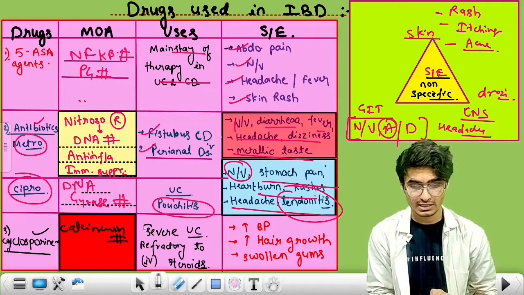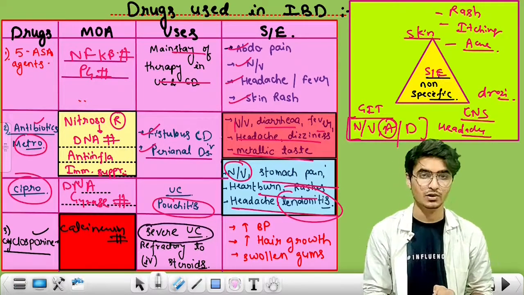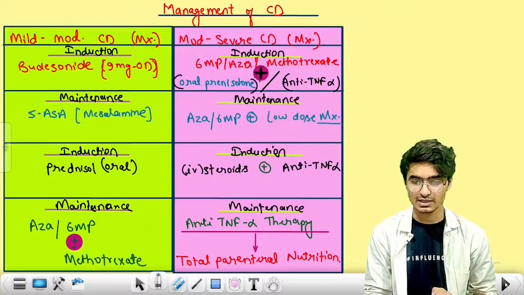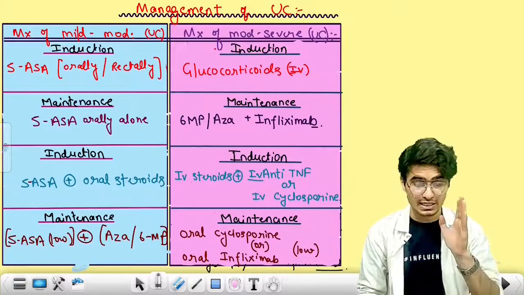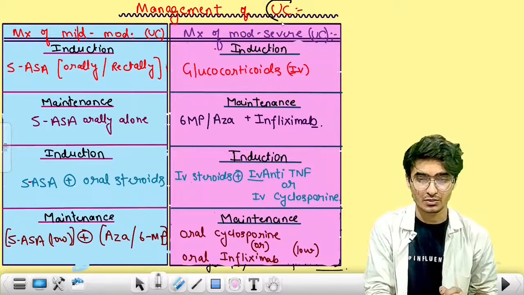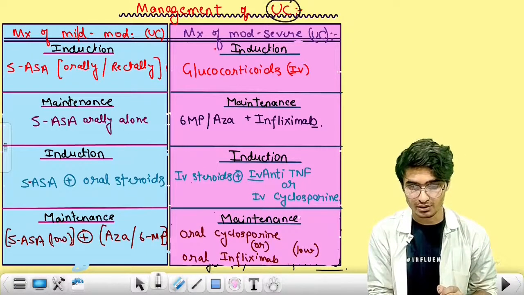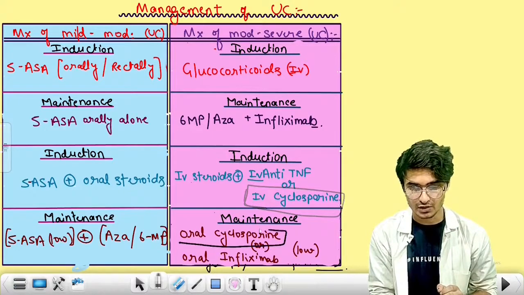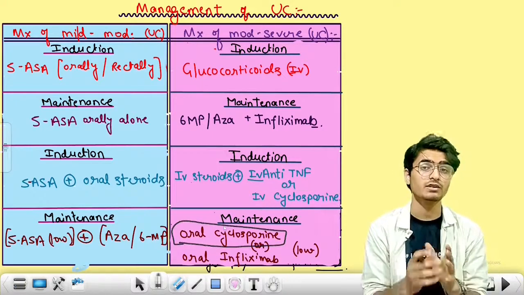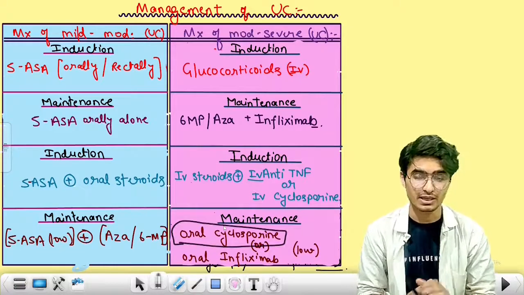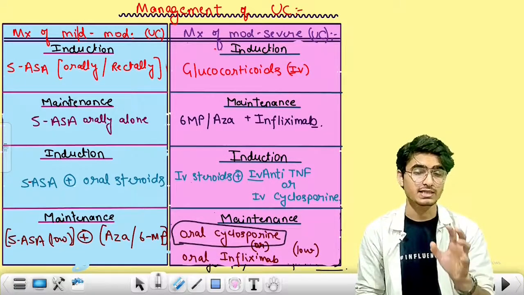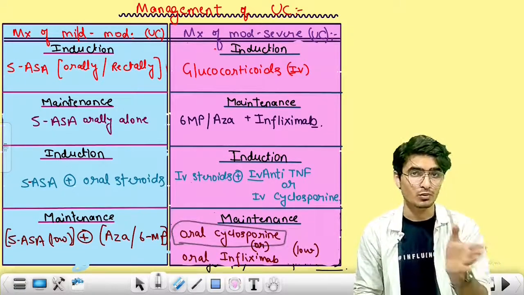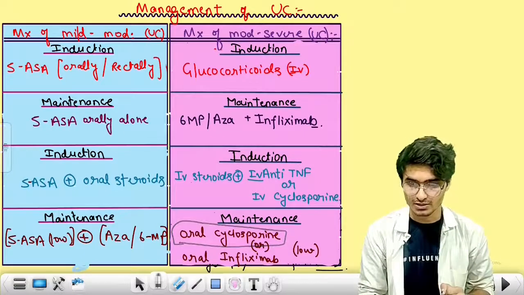Number one is the severe category of UC, right? And that is given in the severe category of UC. And in the case of severe UC, we need to give cyclosporine IV and then cyclosporine orally, right? But these are given only in severe cases of UC, and we are not supposed to provide cyclosporine to mild or moderate patients of UC, right? So this is the indication.